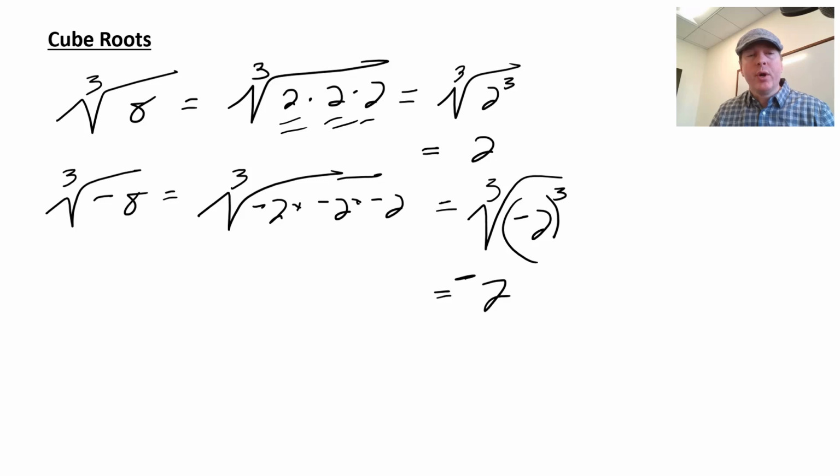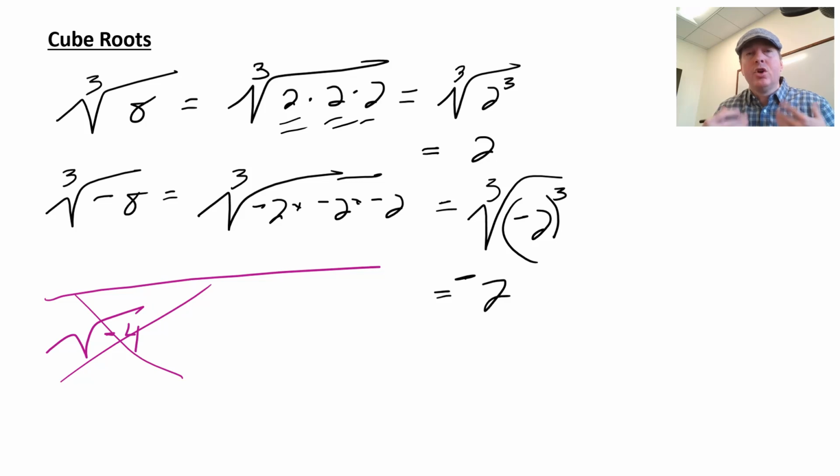Now, a point on roots: you can have the cubed root of a negative number. You cannot have the square root of a negative number. So square root of -4 does not exist, not defined. There's no number that you can multiply by itself twice to get a negative number. So no such thing as the square root of a negative number.